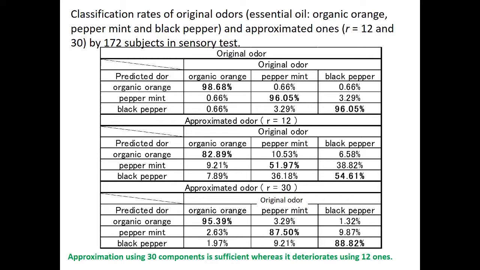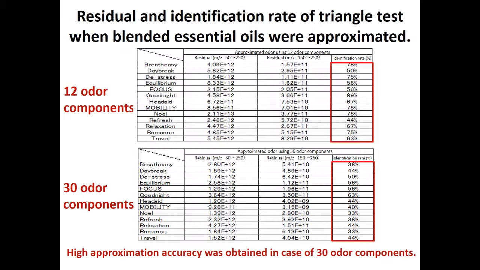And this is the result of the sensory test. And so this is the original odor. We use orange, peppermint, and black pepper. And so the task for the subject is a classification of these three samples. For the original odor, they can do that almost completely. But in the case of 12 odor components mixtures, sometimes confusion between the peppermint and black pepper occurs. But in the case of the 30 odor components, we can obtain almost 90% classification rate, and approximation using 30 odor components is sufficient. It is not good for 12 odor components.